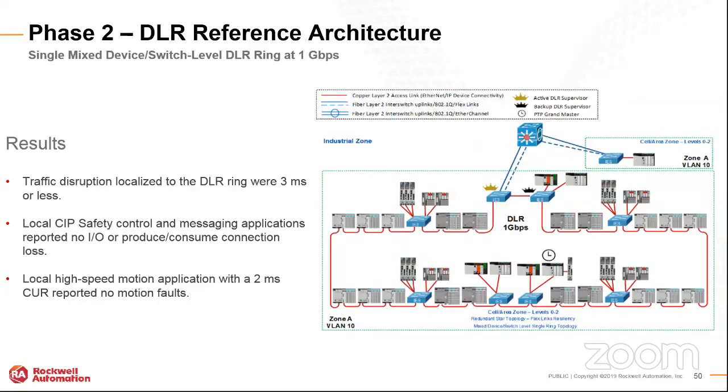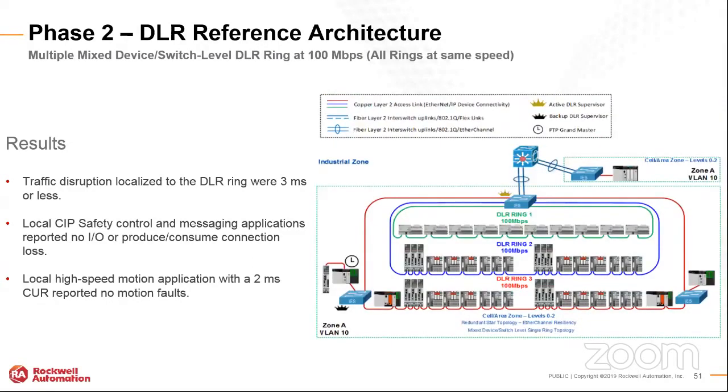The previous one was actually at 100 megabit, I should have said. So this next one was basically doing the same architecture, but at a 1 gigabit speed. With that, we would have 5400 switches, as well as the newer L8 and 5069 I/O in this ring to support the 1 gigabit speed. And again, 3 millisecond convergence time was validated.